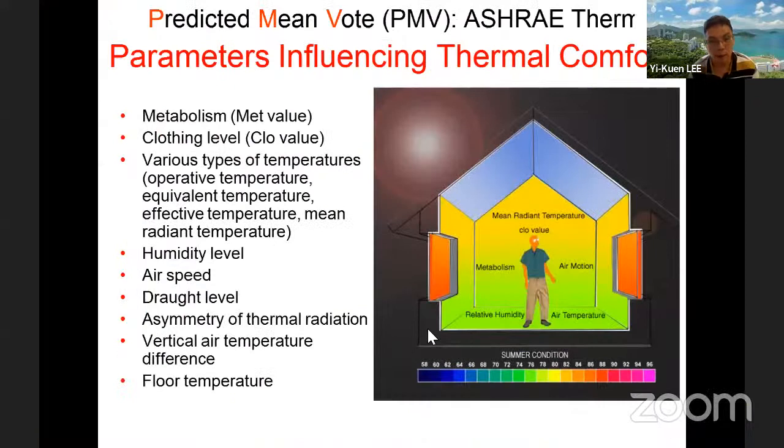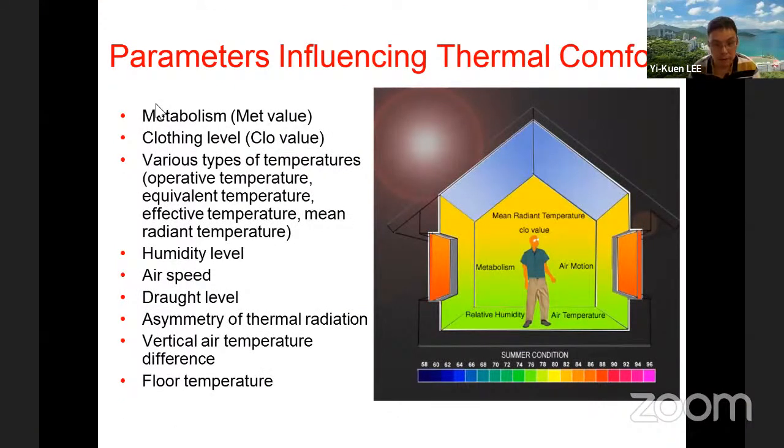Now again, the important and difficult part, as I showed you, is that it is very complicated and involves metabolism, right? If you're sitting, running, jogging, all different activities have different metabolic rates, plus clothing level, humidity, air speed, and many things, flow temperature and all this. So it's a very complicated thing.